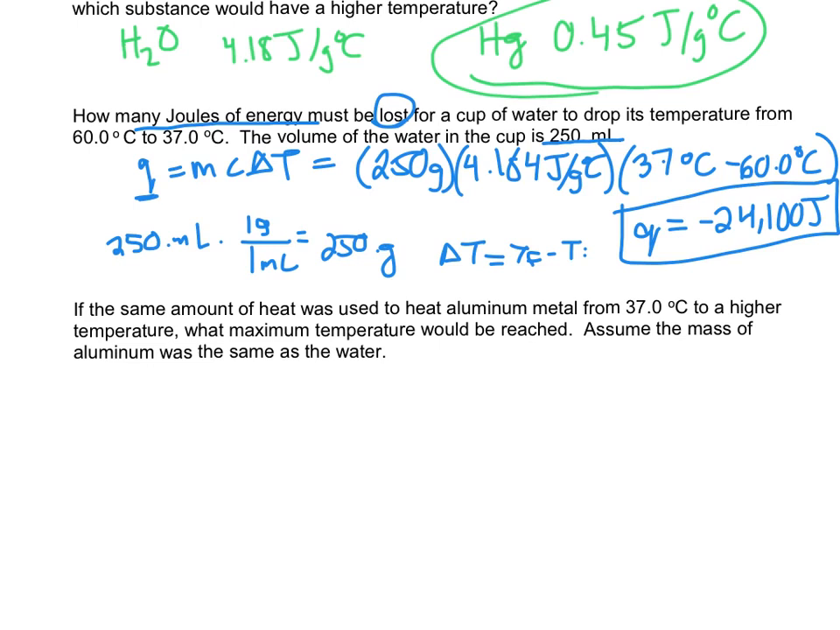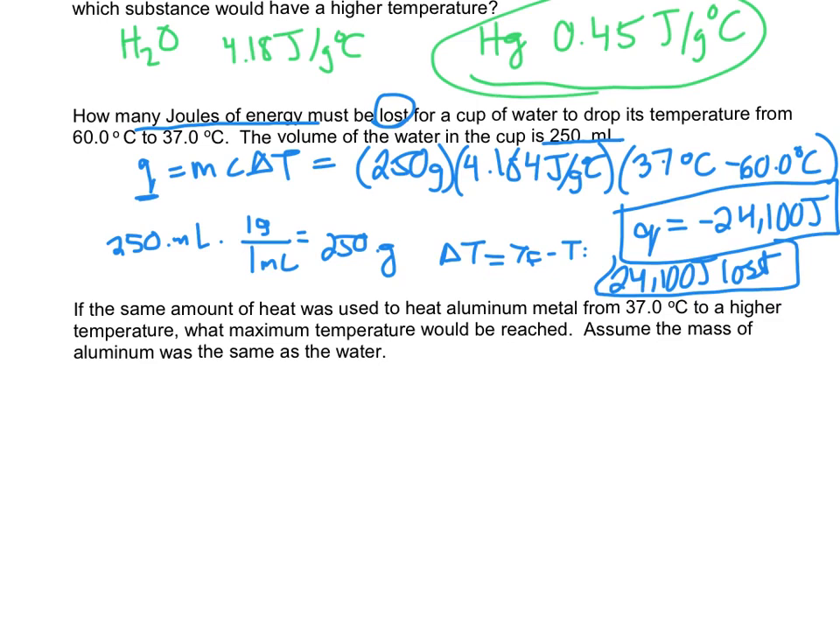It can get confusing. So my preference is, as opposed to putting the negative there, I would write 24,100 joules lost. You don't want to put the negative and say lost. You want to either put the negative or say lost or released. So my preference would be, to avoid any confusion, you write the word released or lost.